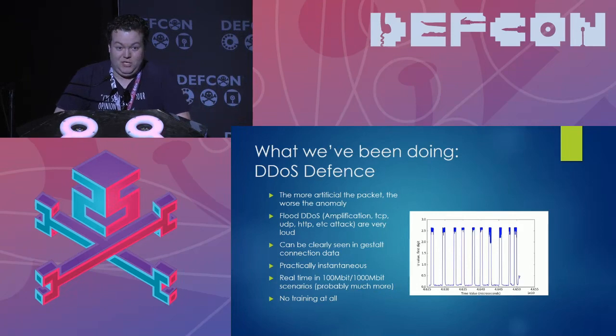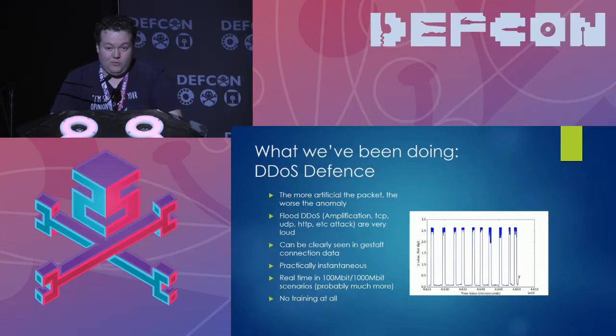This is a single machine. You throw more machines in there, you make it a larger attack, it becomes more ridiculous. It's practically instantaneous too. Each data point in that graph represents about 1,000 packets, a window about 1,000 packets in length, which takes about a couple of milliseconds to appear. So we know about the attack starting and stopping within milliseconds of it happening. And I've seen it work in real time in gigabit scenarios, and it's likely it's capable of actually going even faster, so you can do some really cool stuff with this.